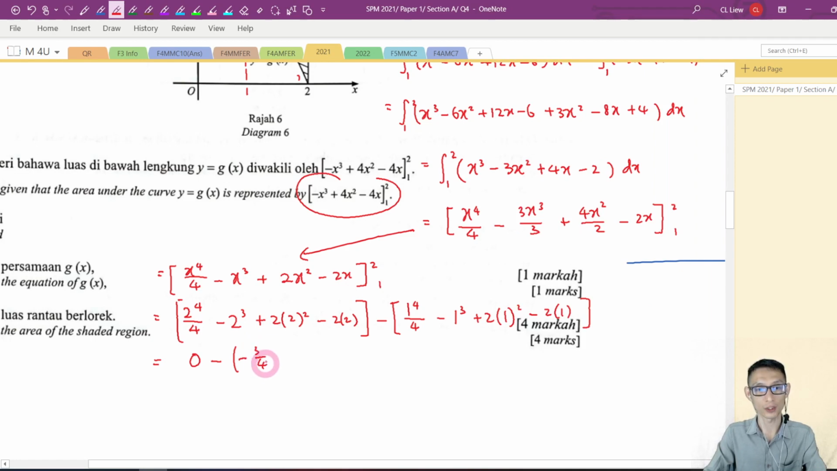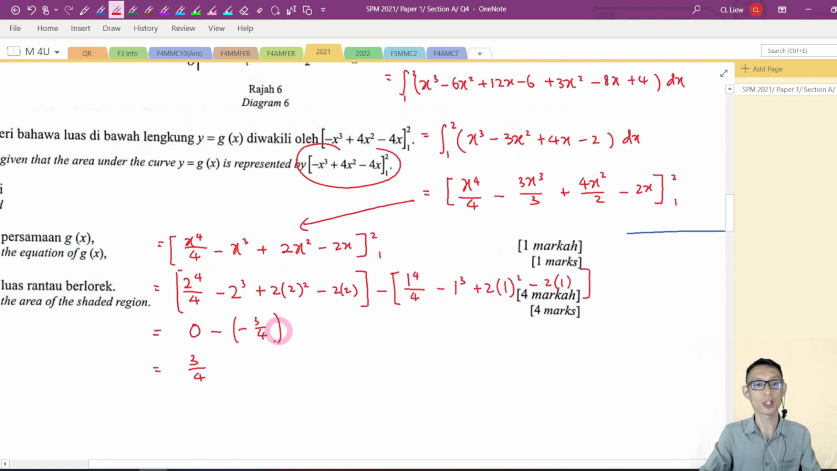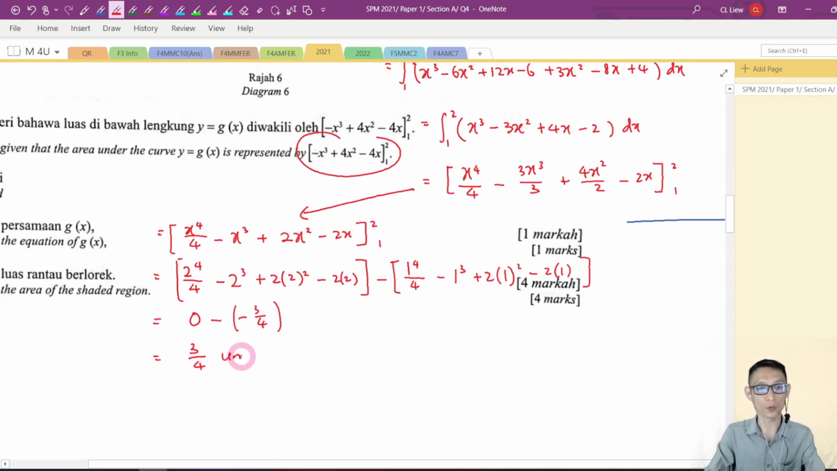Negative 3 over 4. So negative, it becomes positive. So eventually we got the area of the shaded region, which is equal to 3 over 4 units square.